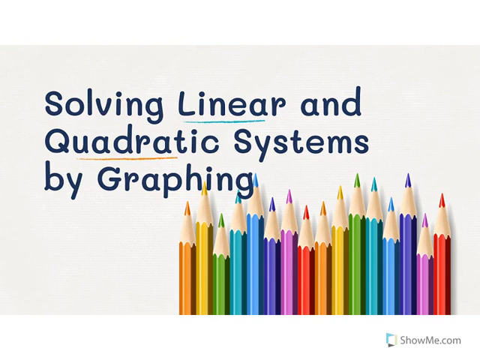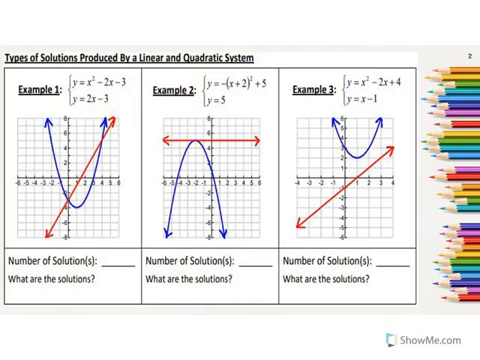Hi everyone, today we're going to be going over solving linear and quadratic systems by graphing them. Hopefully you have your guided notes with you and are able to follow along on all these graphs. So you have y equals x squared minus 2x minus 3. This is our quadratic graph, the blue one, because it has the x squared, this little exponent of the squared, meaning that this is our graph right here.